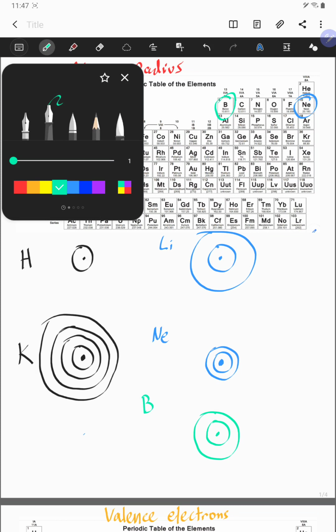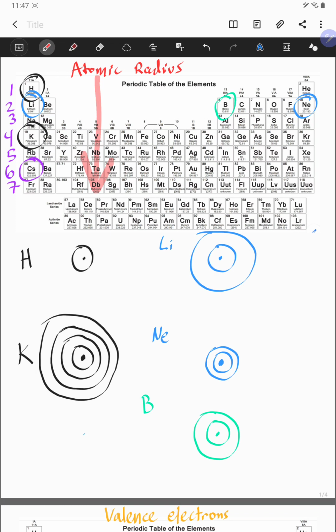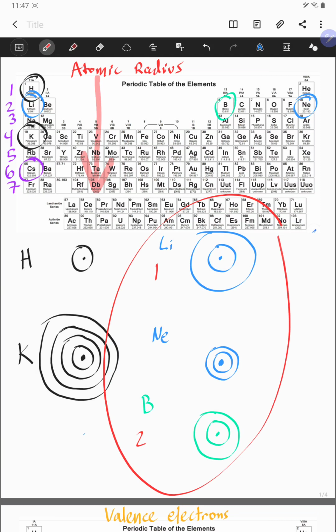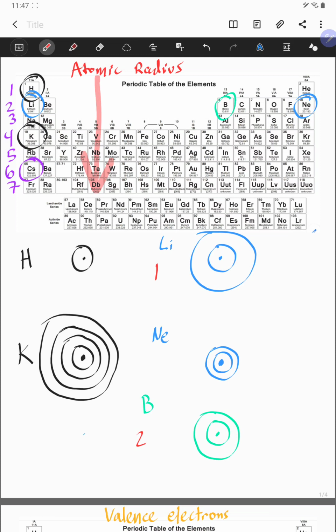All right, so if we notice, let's list these in order of size. First biggest is lithium. Second biggest is boron. And then the smallest is going to be neon. So if we picked up on the trend, it's going to be the further we go to the left, the greater the atomic radius.